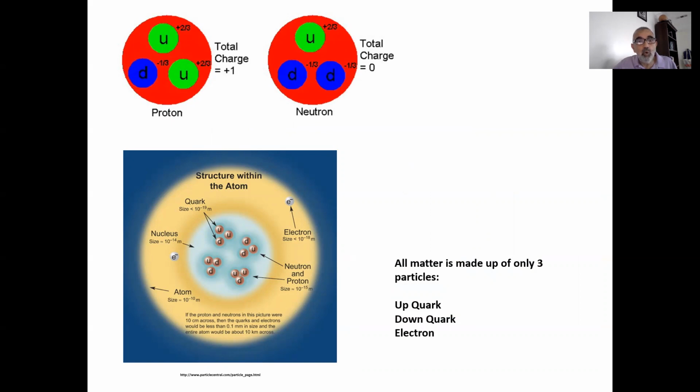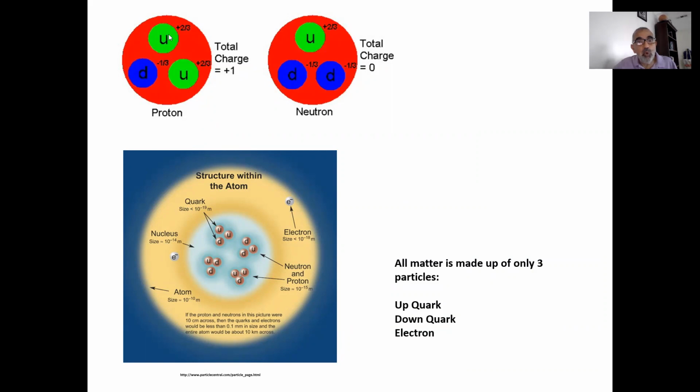I like to say quarks, but it turns out that here is the atom, here is the nucleus, and protons and neutrons are made up of still smaller particles that are the quarks, and a proton is made up of two so-called up quarks and one down quark. Now, we said that the proton is positively charged. It has a charge of +1.